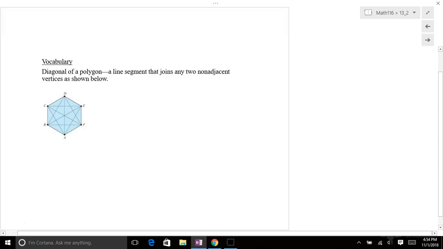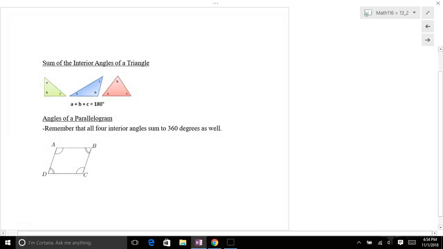First, let's talk about the diagonal of a polygon. That's just a line segment that joins two non-adjacent vertices. So let's go from this vertex D first. There's 1, 2, 3 diagonals. From E we got 4, 5, 6 diagonals. From F we got 7, 8 diagonals, and from A we got one more, 9, that we haven't repeated. So there's 9 diagonals in that one that are non-adjacent from the vertices.